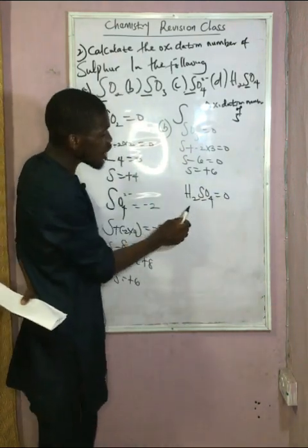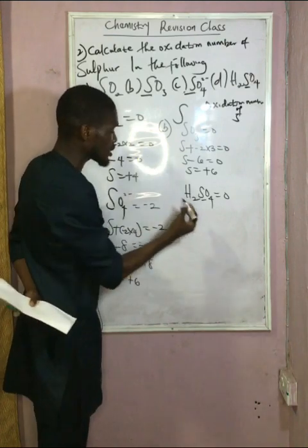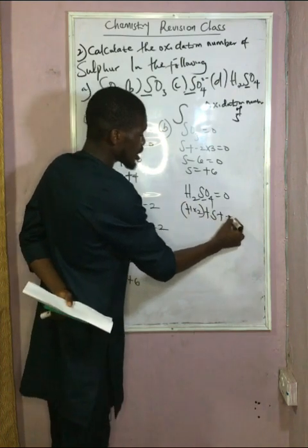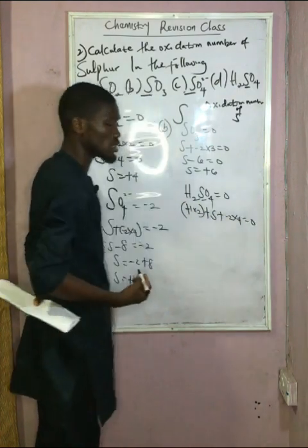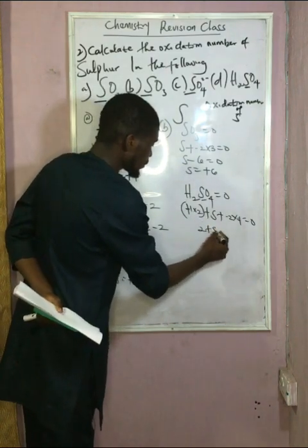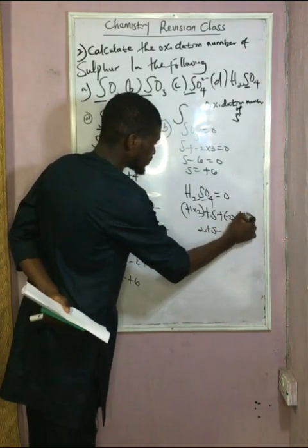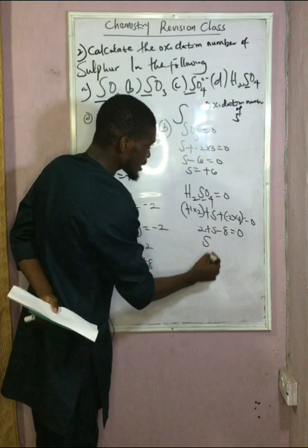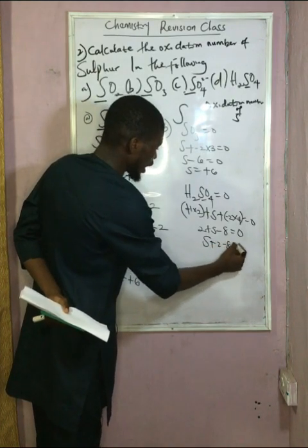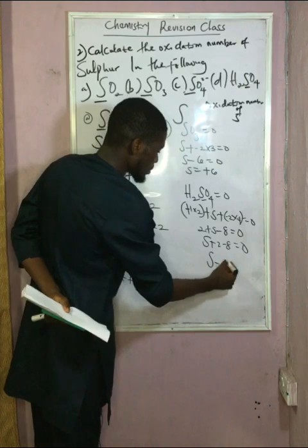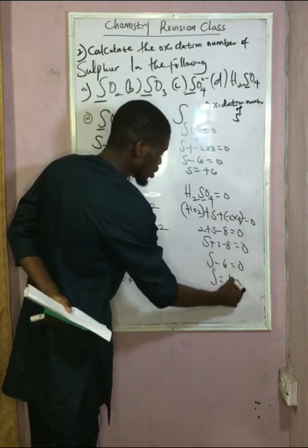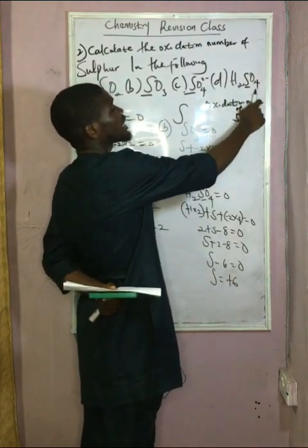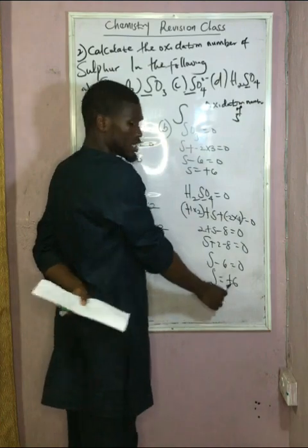So guys, the oxidation number of hydrogen is what? Plus 1. So plus 1 multiplied by 2, plus S, plus minus 2 times 4, is equal to what? 0. So 1 times 2 we have 2, plus S, plus minus 2 times 4, 8, is equal to 0. So you collect like terms: S plus 2 minus 8 we have 0. So S minus 6 is equal to 0. S is equal to what, class? Plus 6. So we can say hydrogen tetraoxosulfate 6 acid.